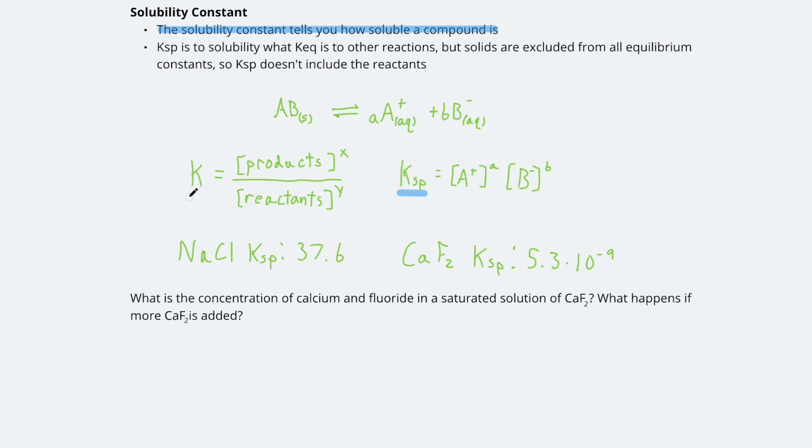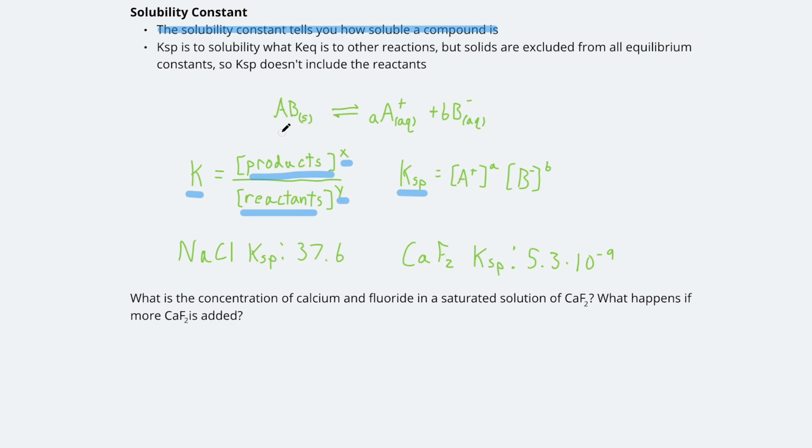And on the left side here, we just have K written as a general term for an equilibrium constant. And all equilibrium constants, no matter what you're dealing with, are equal to products over reactants, and then they're raised to the power of their coefficients. And also for all equilibrium constants, we exclude any pure solids or liquids. So if you look at the KSP, there is no denominator. So basically we've left out the reactants.